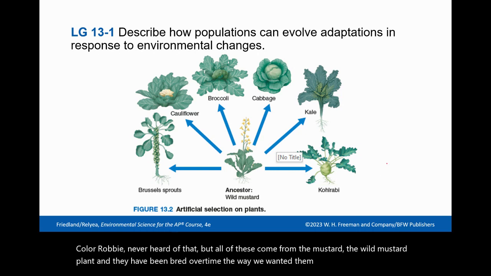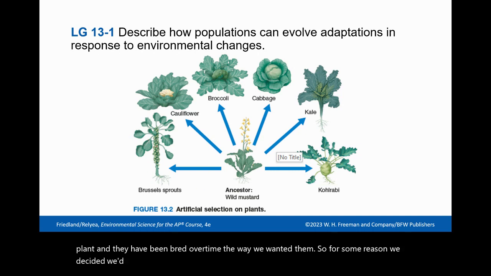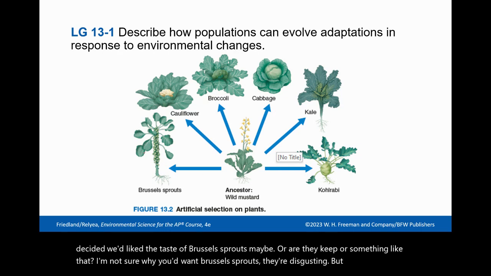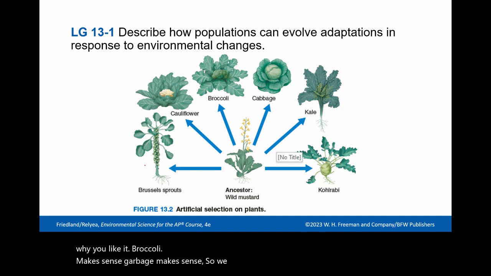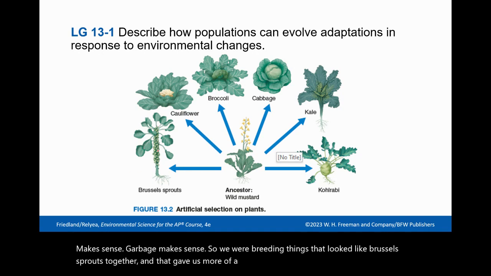So for some reason, we decided we liked the taste of Brussels sprouts, maybe, or they keep well, or something like that. I'm not sure why you'd want Brussels sprouts; they're disgusting. But we have bred them to be selected for that. Okay, and then we liked cauliflower. Again, smells like old shoes. Not sure why you like it. Broccoli makes sense. Cabbage makes sense. So we were breeding things that looked like Brussels sprouts together, and that gave us more of a defined Brussels sprout over a long period of time.